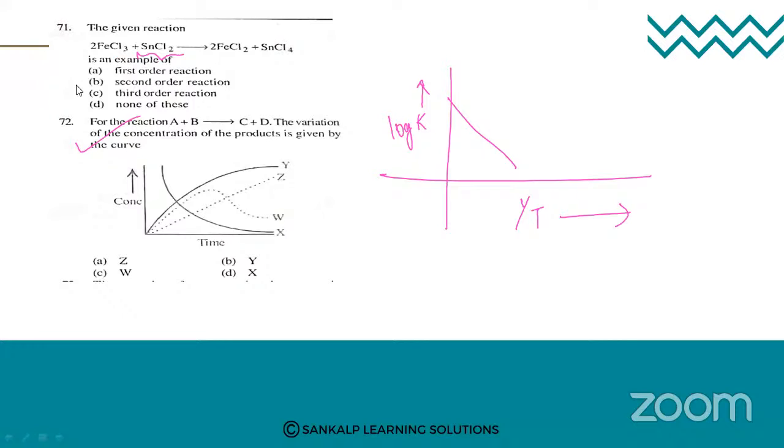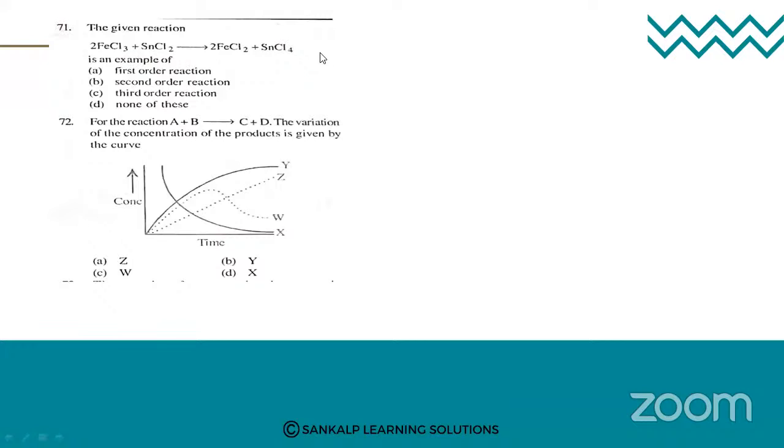So 71st question, the given reaction is an example of what order kinetics? It is a which order kinetics? 2 plus 1. It is a third order reaction. Fine.